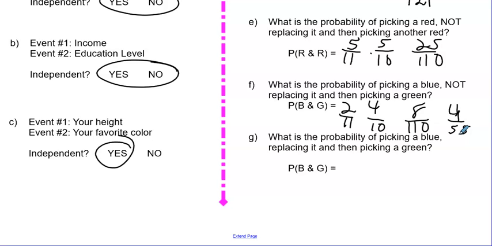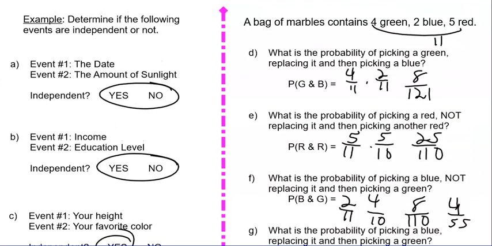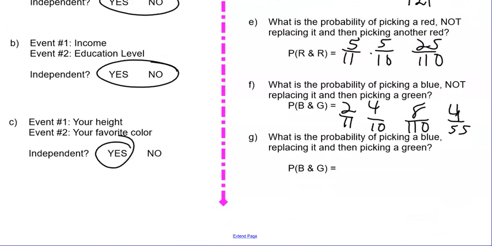What's the probability of picking a blue, replacing it, then picking a green? So blue is 2, green is 4. So that's 2 out of 11 times 4 out of 11. So that would be 8 out of 121. That's it.